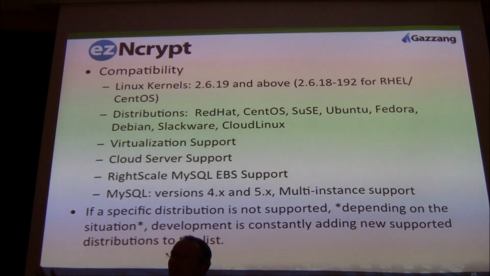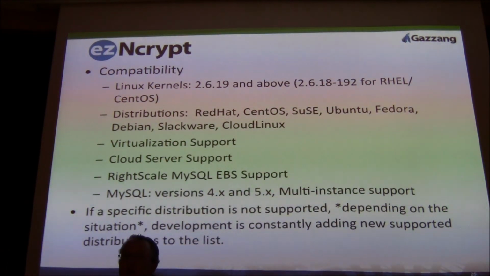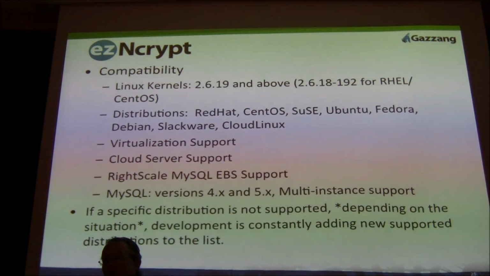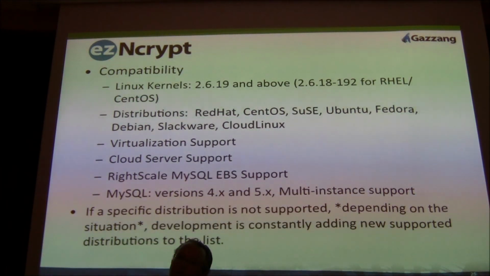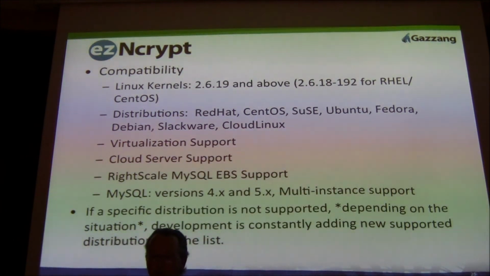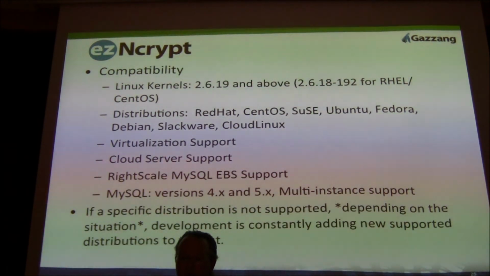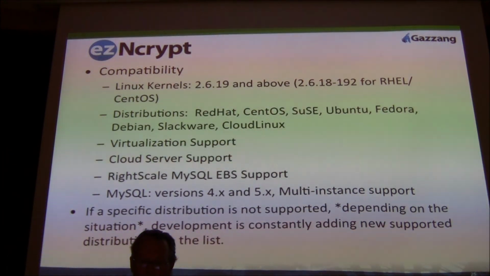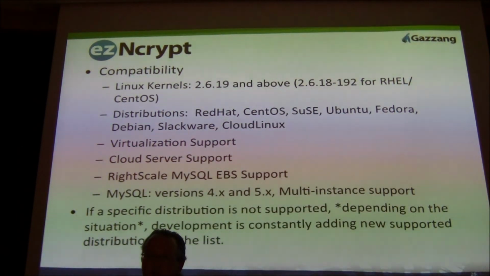System-wise, we don't run on Windows. We're specifically on Linux. We run on 2.6.19 kernel and above, or on Red Hat, the numbering's a little bit different, it's 2.6.18-192 and above. So it's those, and all the major distributions: Red Hat, CentOS, even things like CloudLinux. It's very portable. It works on virtual servers, works on the cloud, works with dynamic IP addresses and things like that where it changes.